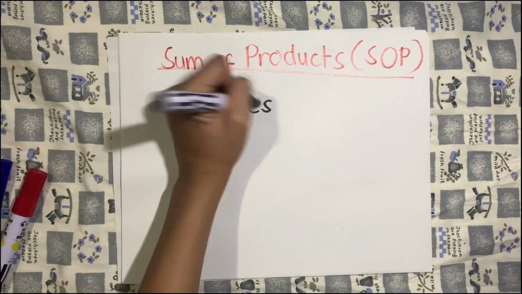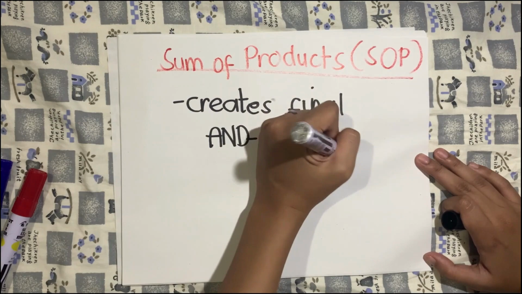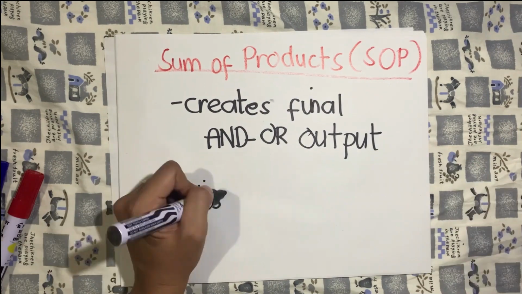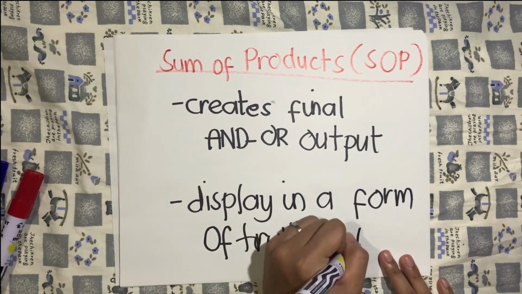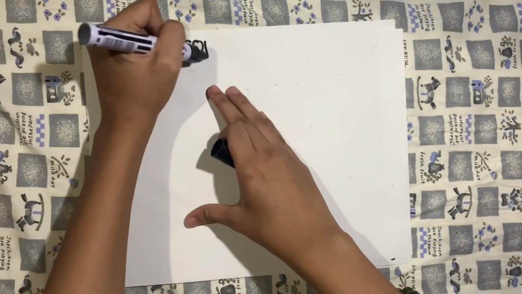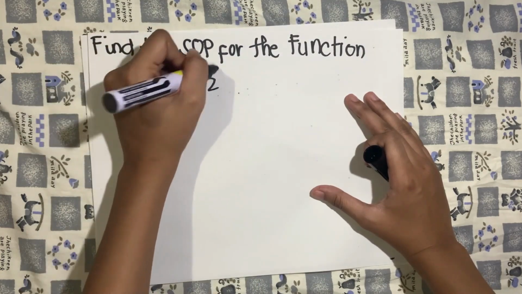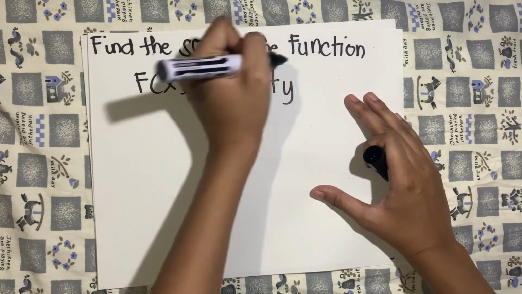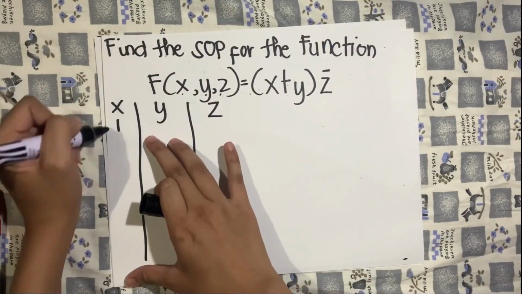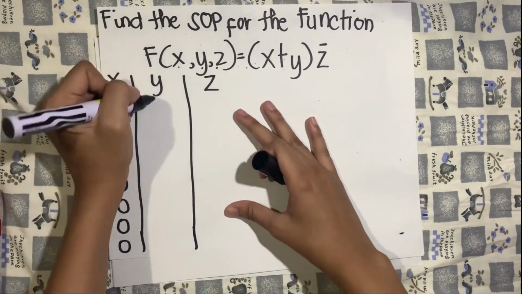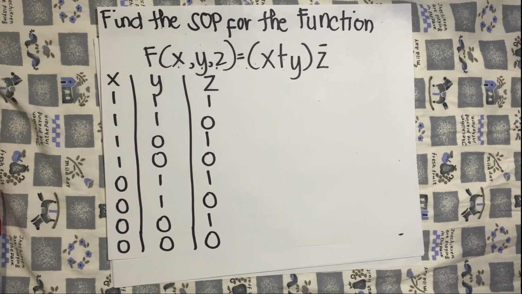Sum of products comes from the fact that two or more products are summed together to create the final AND/OR output. We can display any sum of products in the form of a truth table. So let's have an example. Find the sum of products for the function f with variables x, y, z equals x plus y and complement of z. Let's create a truth table first. We have 3 variables, so let's make 8 combinations of zeros and ones.